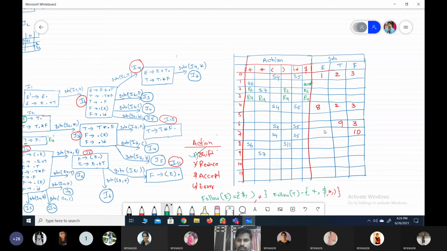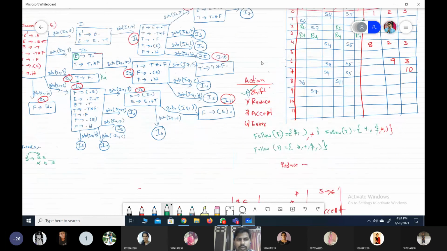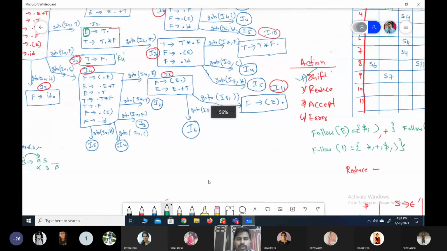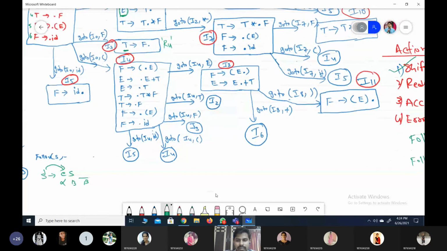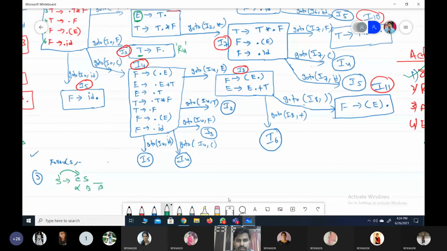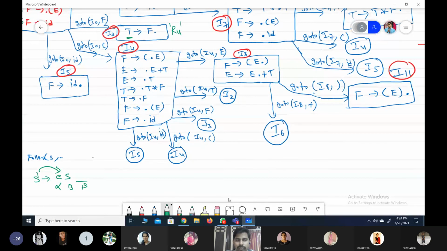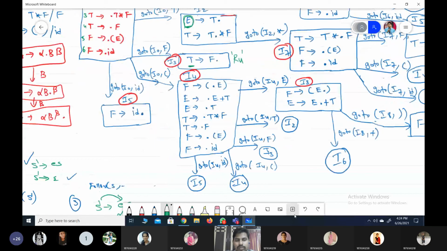Third state done. Like that, cross check the fourth state. Is there any production where the dot is ended in the right side direction? I4 state, no, sir. I5 state, yes, sir. The production has ended. What is the production number? The 6th production, so you have to add R6. To whom do you add R6? The production's left hand side symbol. What is the production left hand side symbol? F only.